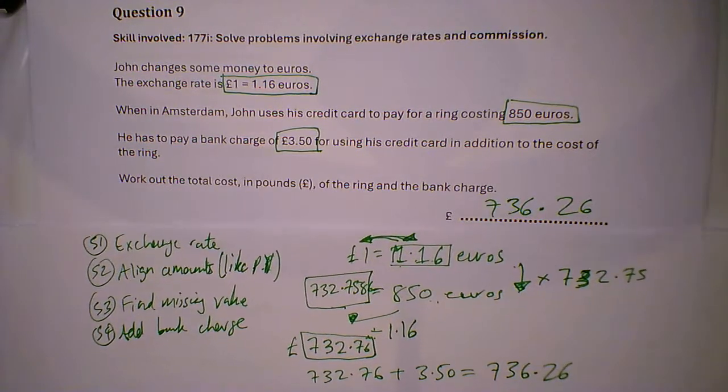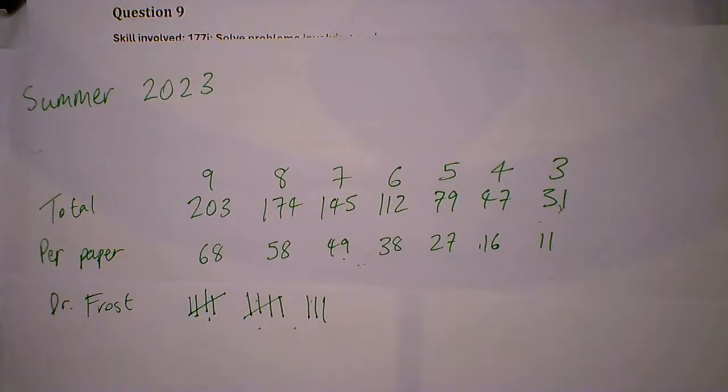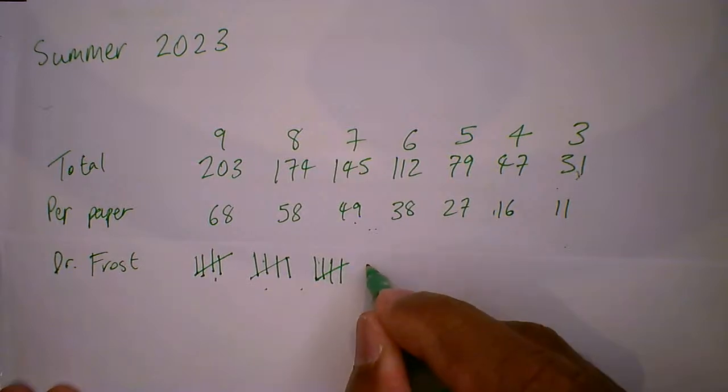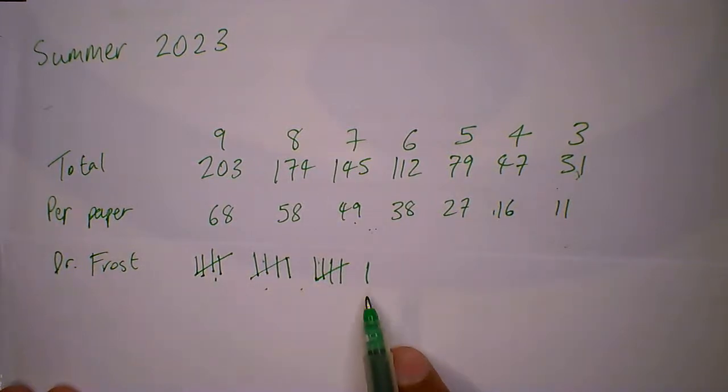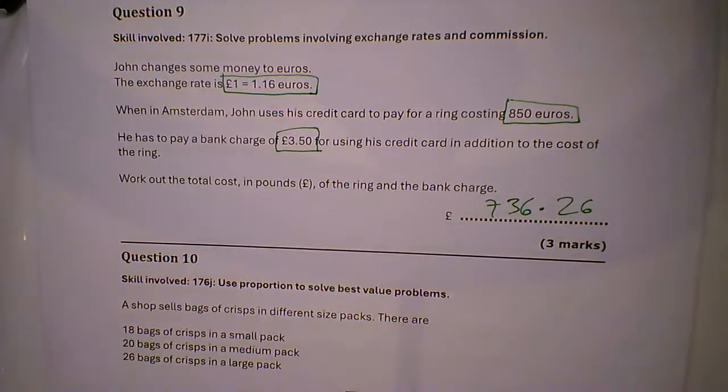736.26. Well done if you got that right. That's worth 3 marks. One, 2, 3, 5, 10, 15, 16. We've just spanked our grade 4. Well done if you've done that.